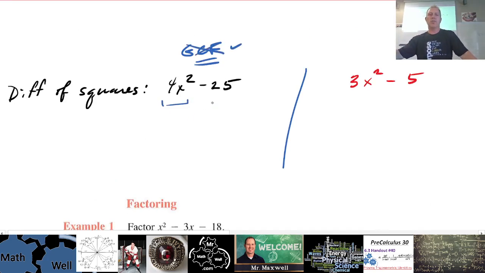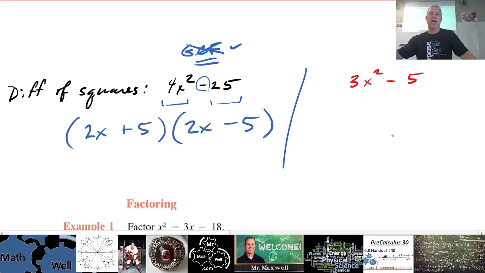But guess what? This is a perfect square. This is a perfect square. It's expressed as a difference. This is easy. We're going to go 2x plus 5 times 2x minus 5. These first terms would be the square root of this. The second terms would be the square root of this one. Separated by a plus and minus, you're done.